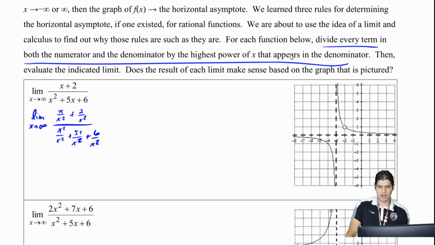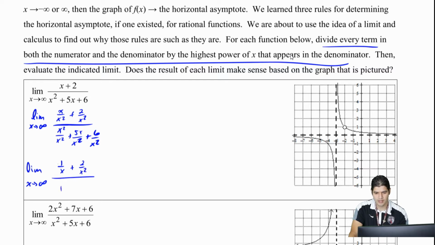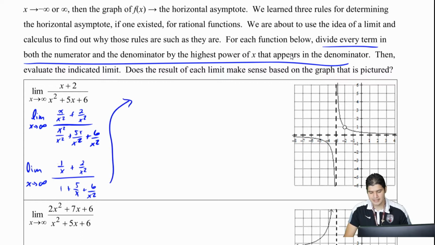Okay, so now let's simplify these. The limit as x approaches infinity. X over x squared, I get 1 over x plus 2 over x squared, all over 1 plus 5x over x squared, so 5 over x plus 6 over x squared. All right, so it's been simplified. So let's substitute in infinity and see what happens here.